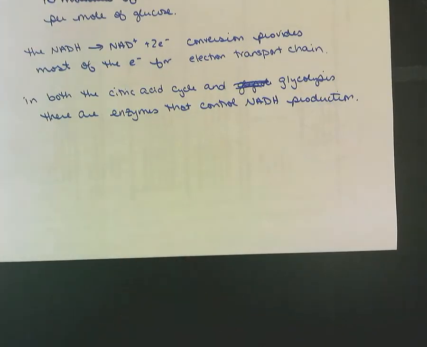So in both the citric acid cycle and glycolysis, there are going to be enzymes that control NADH production, right? They use NAD plus as a cofactor, and so if those enzymes are operating, then they're going to make NADH, which then provides the electrons to make the ATP.